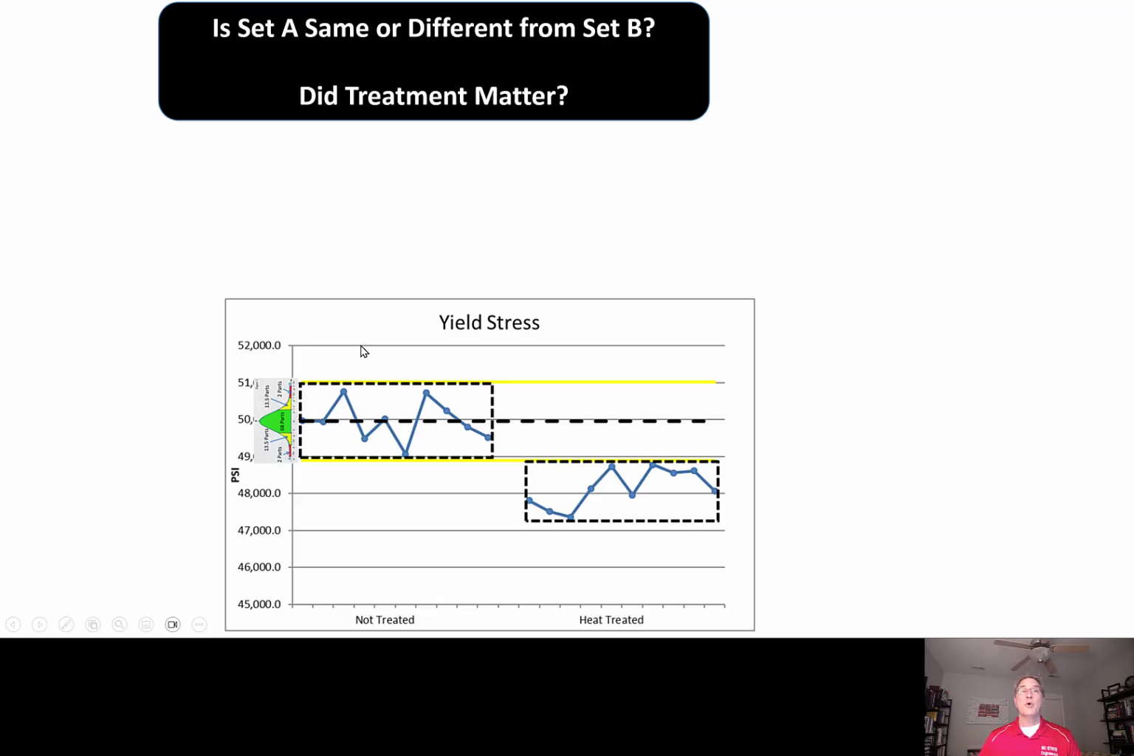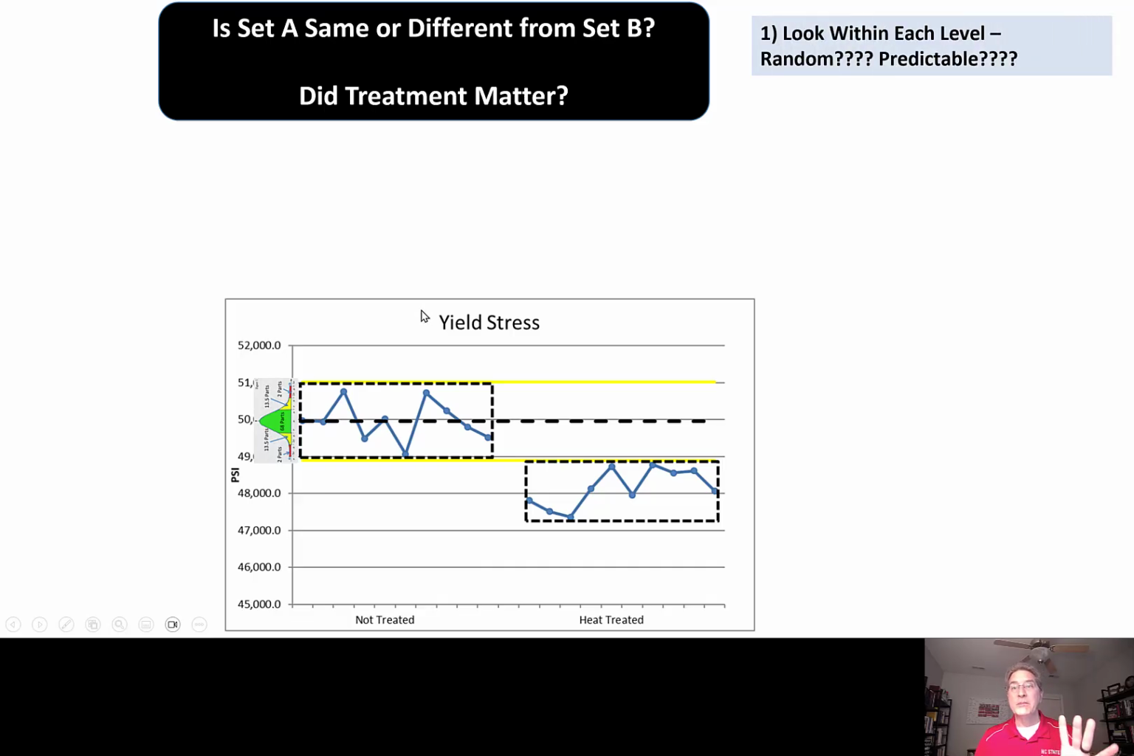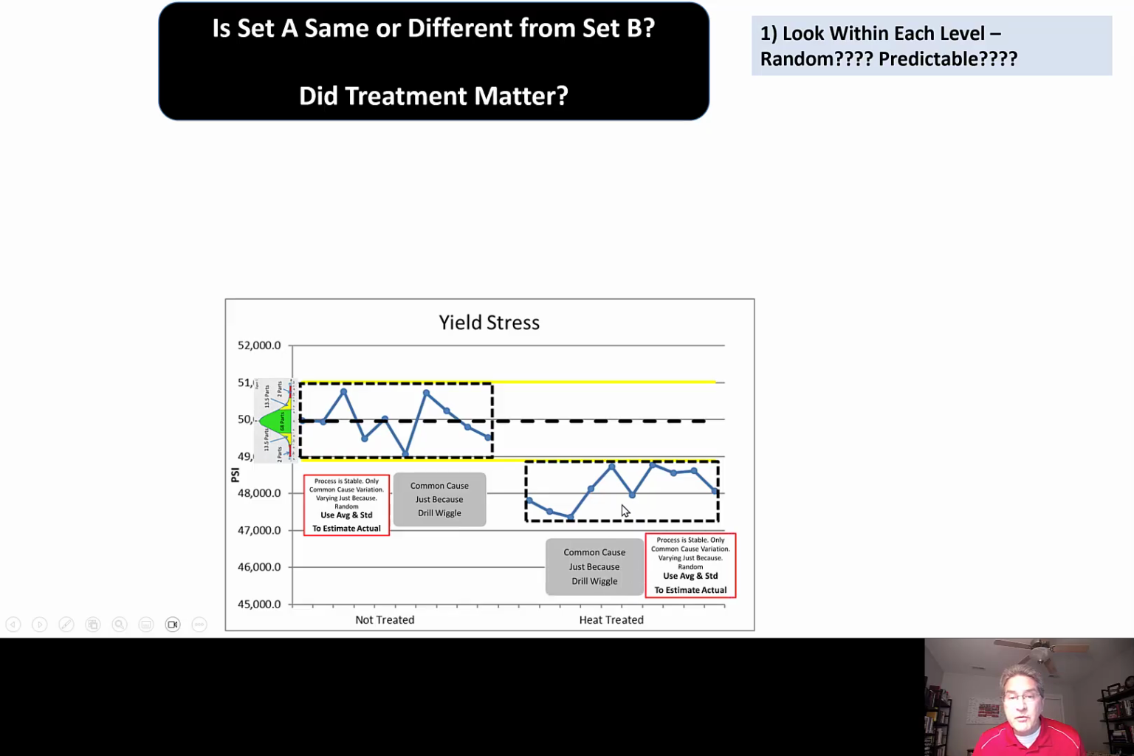So it's pretty straightforward. You've seen it before. I'm just going to review that here. So we're asking, is set A, we didn't heat treat, and set B, we heat treated. Did heat treating matter? So here's what I'm going to do. Number one, remember, look within each level. Do I see any non-randomness? No, I don't. It's just common cause. I can use the average and standard deviation. There's what I can expect. I do the same thing over here.